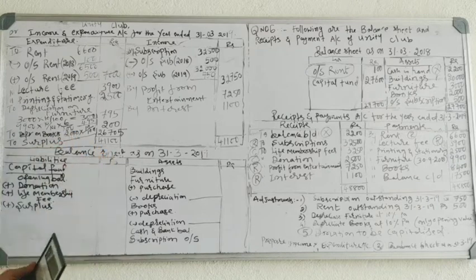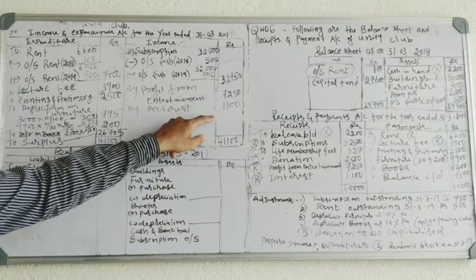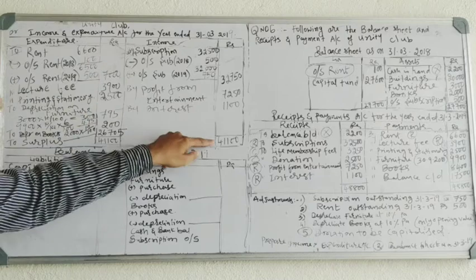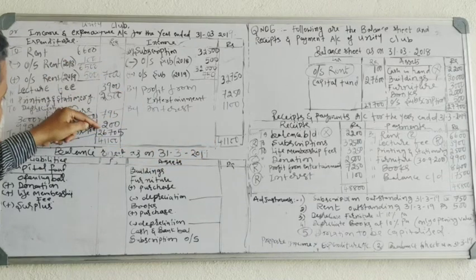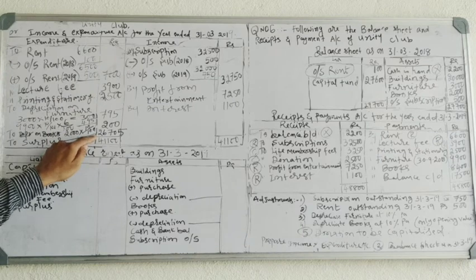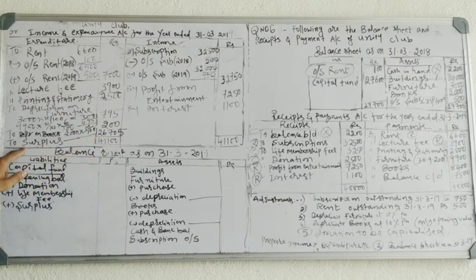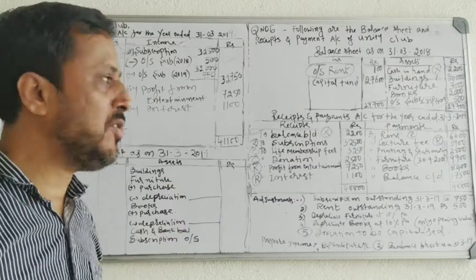How did you get surplus? Income is more than expenditure. Income is 41,100. From 41,100, deduct all the expenditures. You will get the remaining balance of 26,705. So income is more, expenditure is less. This is called a surplus. This surplus you have to show in the balance sheet. Okay, we'll go to the balance sheet.